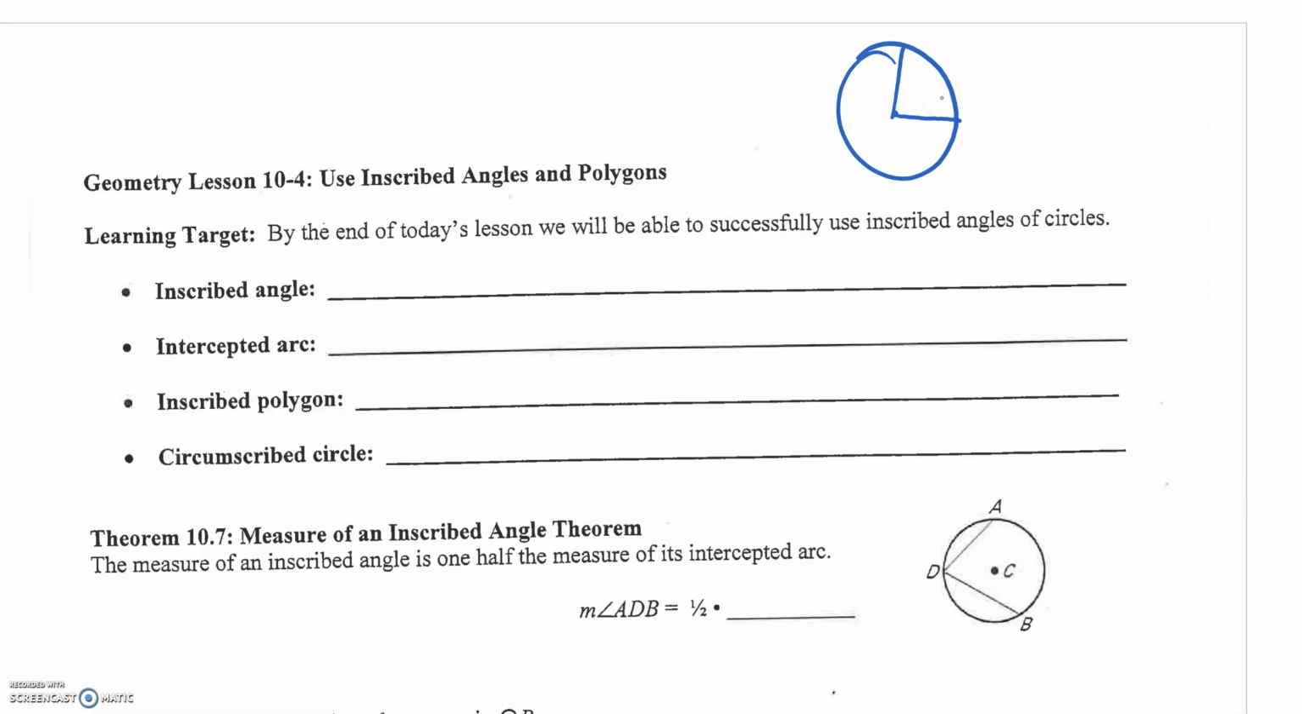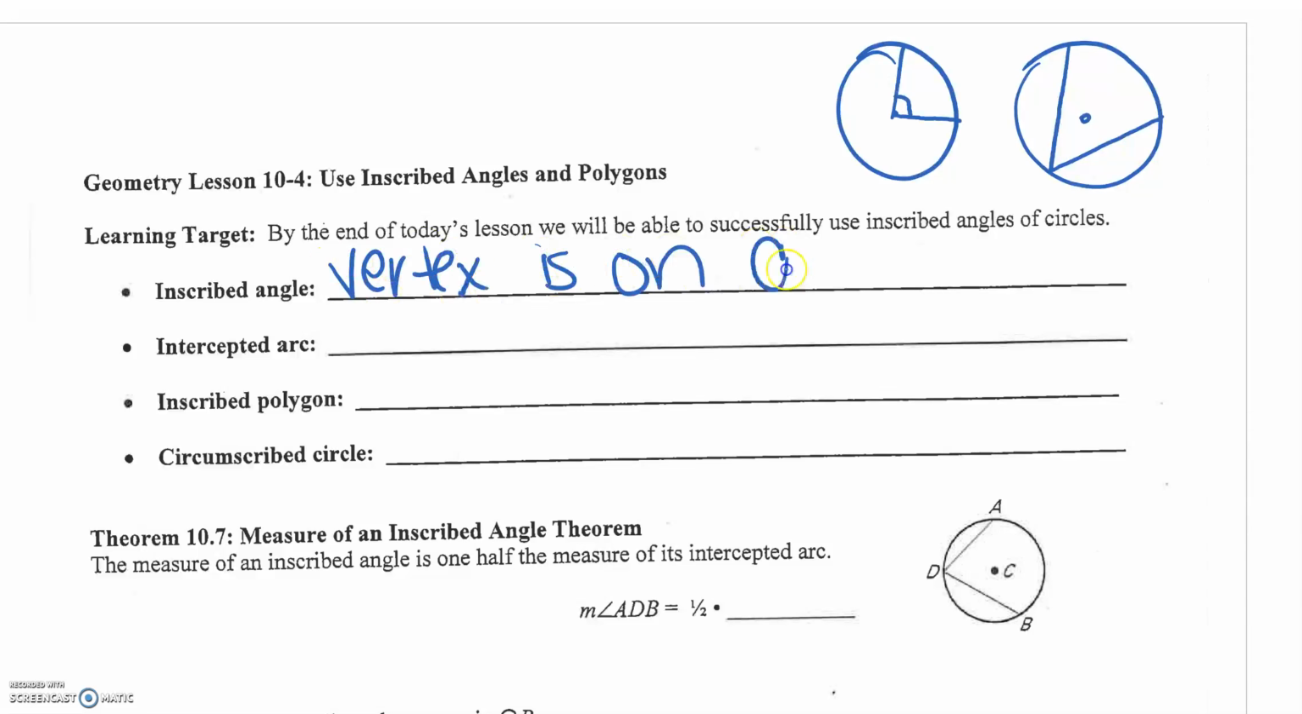All right, so far we've talked about central angles, and central angles come from the center of the circle. Today we're going to talk about inscribed angles. Inscribed angles come from the side of the circle. So the vertex is on the circle.